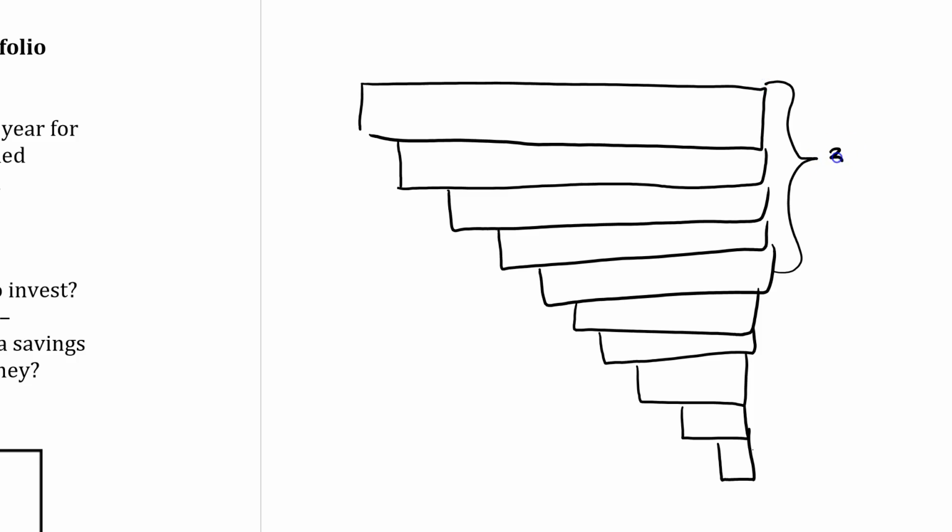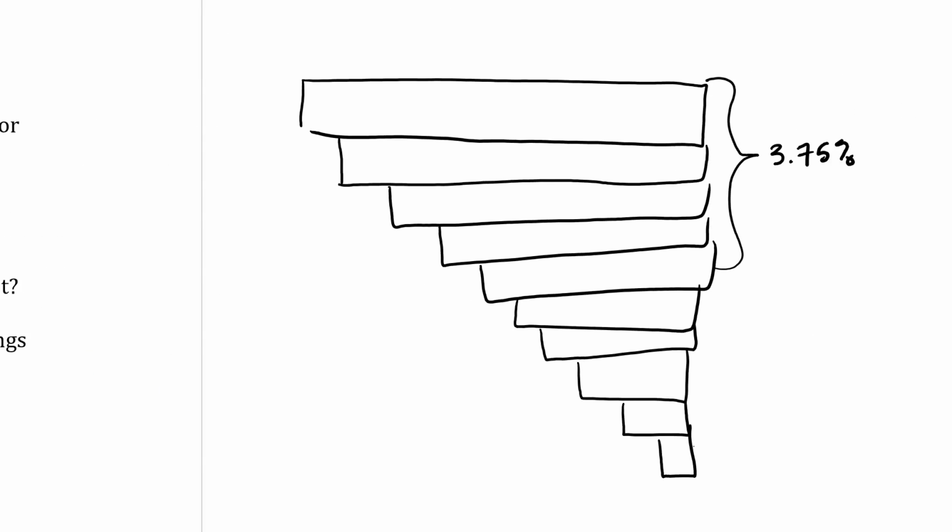Now, the first 5, 1, 2, 3, 4, 5, these guys are going to get a 3.75% fixed rate. Whereas these remaining 5 ones are going to get a 4.25%. So we need to think of the first 5 as in 2 different chunks.